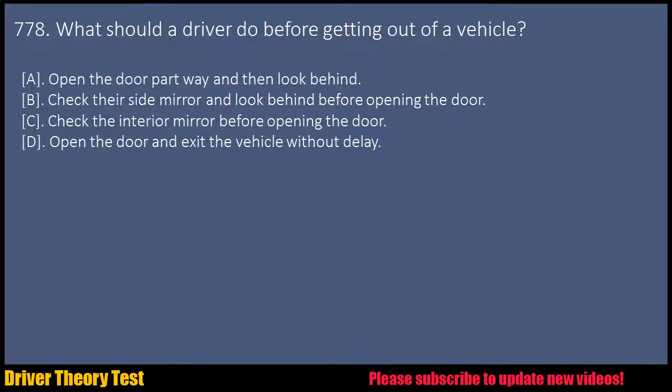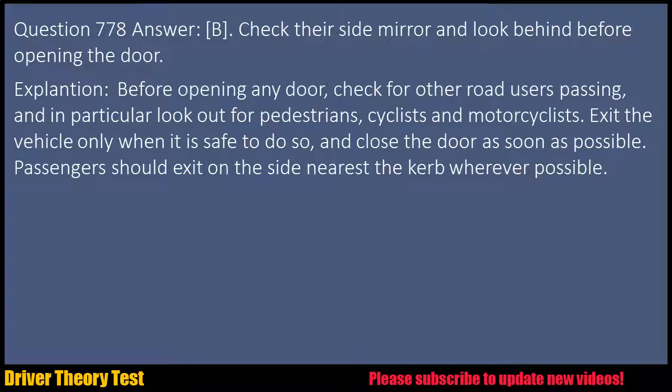Question 778. What should a driver do before getting out of a vehicle? A. Open the door partway and then look behind. B. Check their side mirror and look behind before opening the door. C. Check the interior mirror before opening the door. D. Open the door and exit the vehicle without delay. Question 778. Answer: B. Check their side mirror and look behind before opening the door.